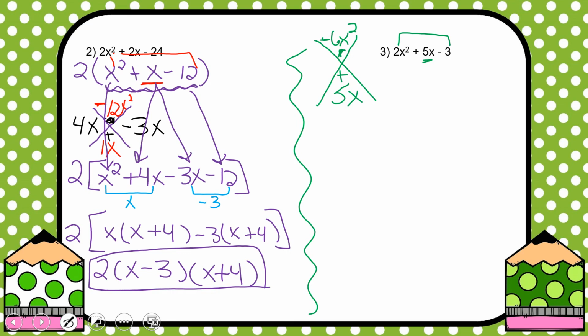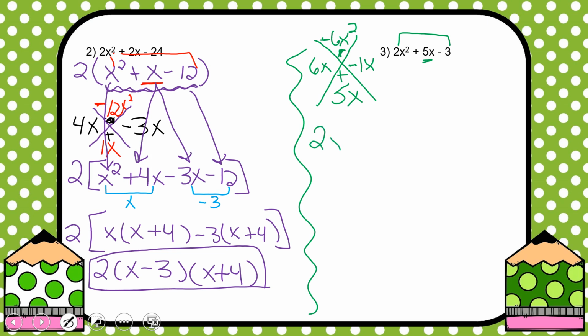So let's see, 2 and 3. Now that adds to be a 5, but it doesn't multiply to be a negative 6. So I think we're going to have to go 6 and 1. But which of these would have to be negative in order to be adding to a positive 5x? Well, that would be the 1.